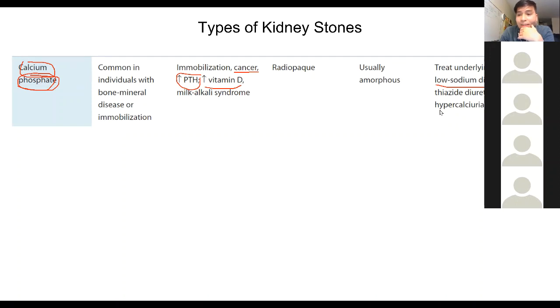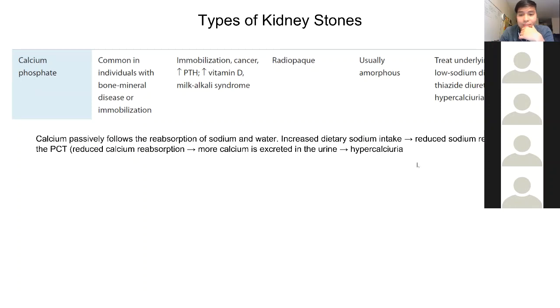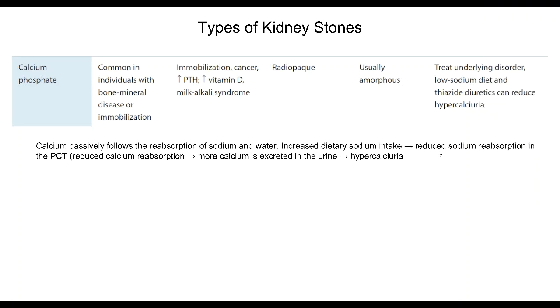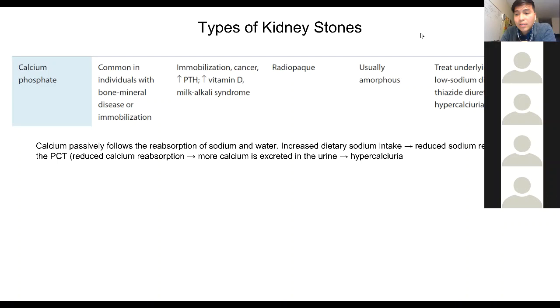All right, I'm going to test you guys on that later, because I feel like not a lot of people understand that, but this is basically how it works. Calcium is passively reabsorbed along with sodium and water. So if you increase the sodium intake, you reduce the sodium reabsorption, and that's why more calcium is excreted in urine, and then you have hypercalciuria. That's why you want the patient to have a low sodium diet. All right, Yong, do you have a question? No? Okay, all right.